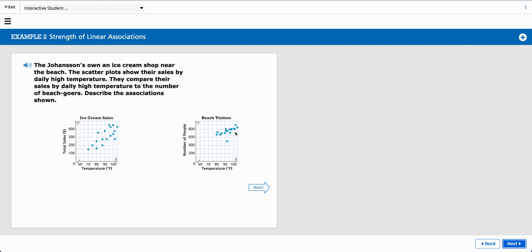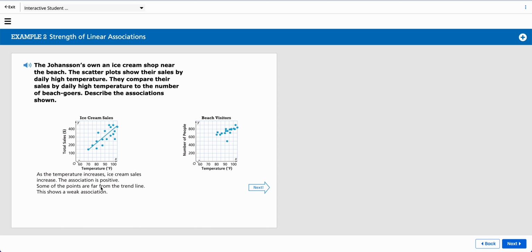It's also going up, but does it go up as fast as the ice cream sales? No. Okay. So they're both positive associations, but one's going to be a steeper slope than the other, right? As the temperature increases, ice cream sales increase. The association is positive.